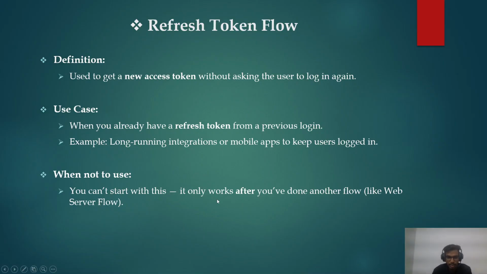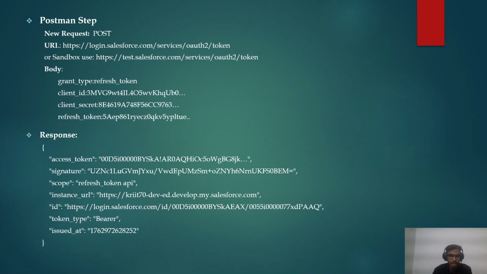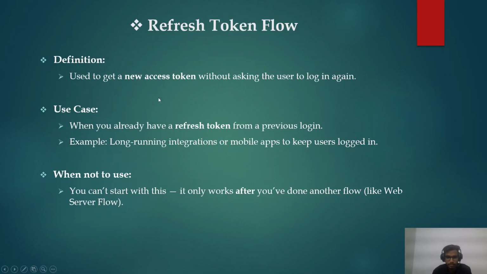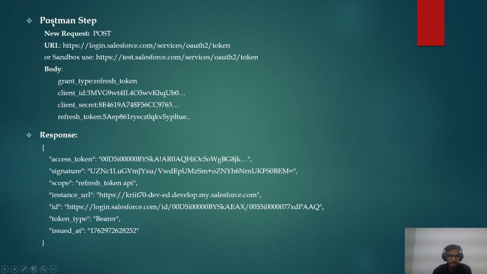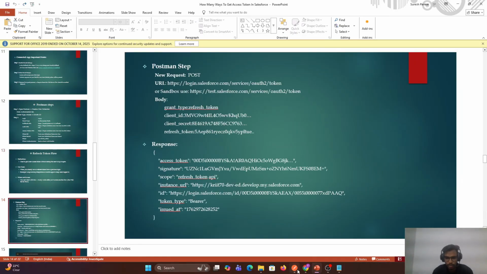Okay, previously I showed how to get the access token and refresh token using the web server flow. Now I have the refresh token, so using the refresh token I will get the access token. Okay, so this is a simple process. Postman sends a request to this URL. Also you can use the sandbox for testing. Then simply the grant type is refresh token, with client ID, client secret, and refresh token added. So let's see how to perform it on the Postman side.